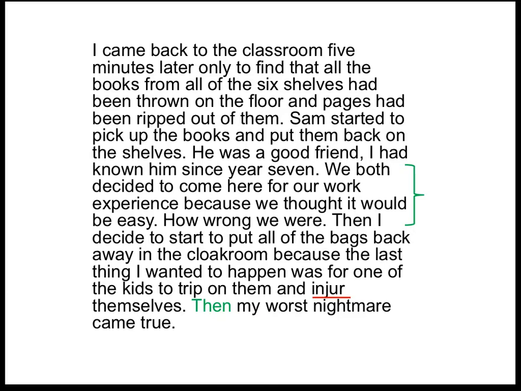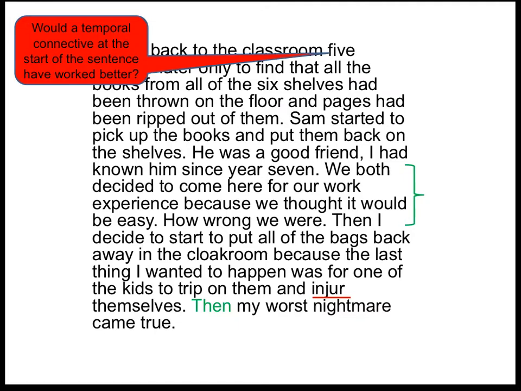Okay, if we look at the next section, I came back to the classroom 5 minutes later, only to find that all the books from all the 6 shelves had been thrown onto the floor and pages had been ripped out of them. Sam started to pick up the books and put them back on the shelves. He was a good friend. I'd known him since year 7. We both decided to come here for our work experience because we thought it would be easy. How wrong we were. Then I decided to start to put all of the bags back away in the cloakroom, because the last thing I wanted to happen was for one of the kids to trip on them and injure themselves. Then my worst nightmare came true.